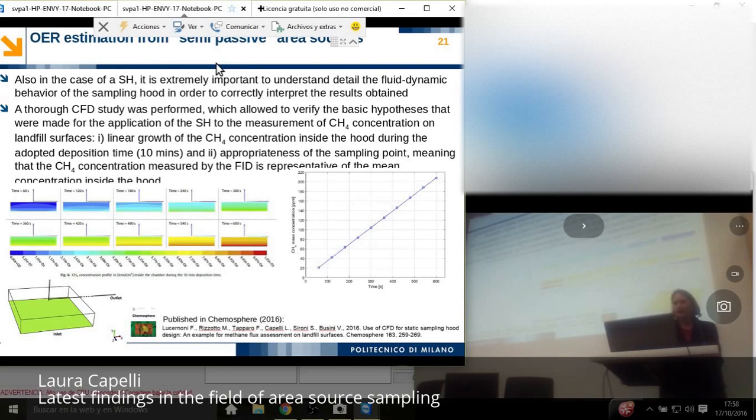But it turns out that the mixing that is caused by the FID causes a homogenization of the interior of the hood, even though we already thought of an improvement which could be adding a little mini fan inside the hood to make everything even more homogeneous. And that also we published recently.